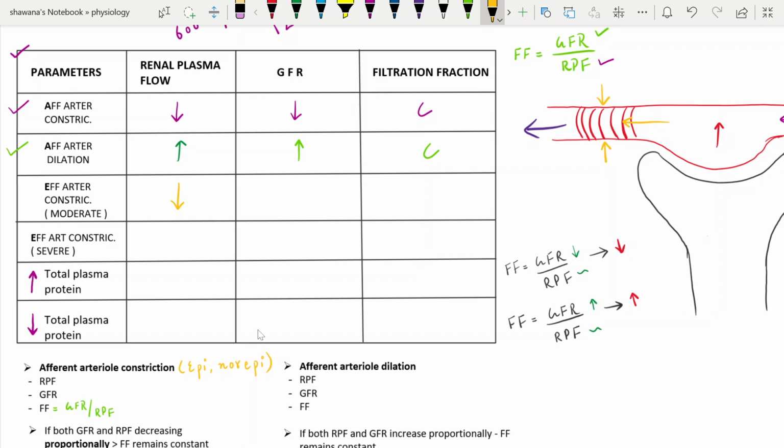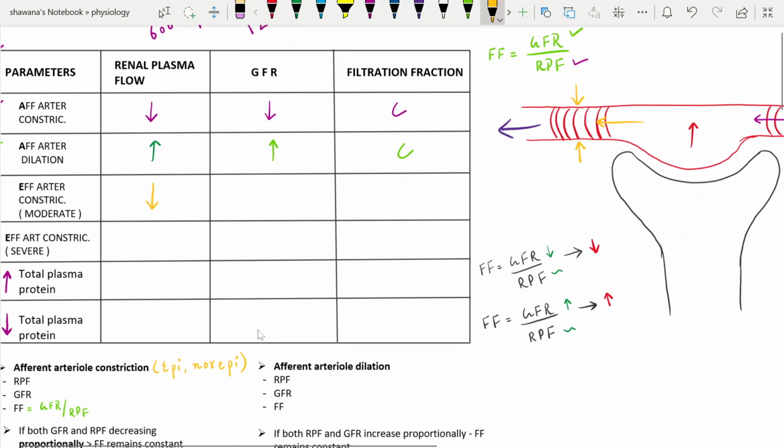Renal plasma flow through that arteriole would decrease. And GFR, what about GFR? If the blood passing through here will decrease, so blood here will increase and the hydrostatic pressure in the capillaries will increase. It means that GFR will increase.